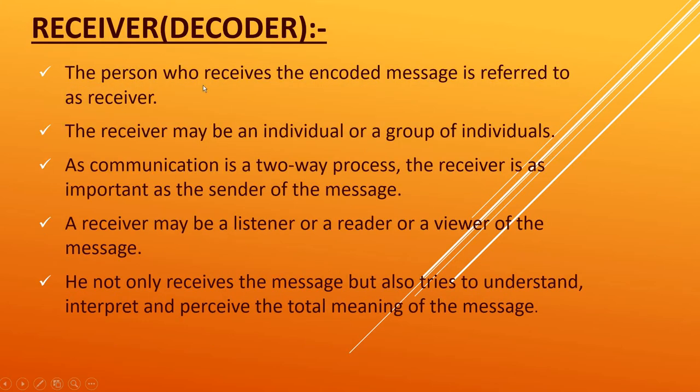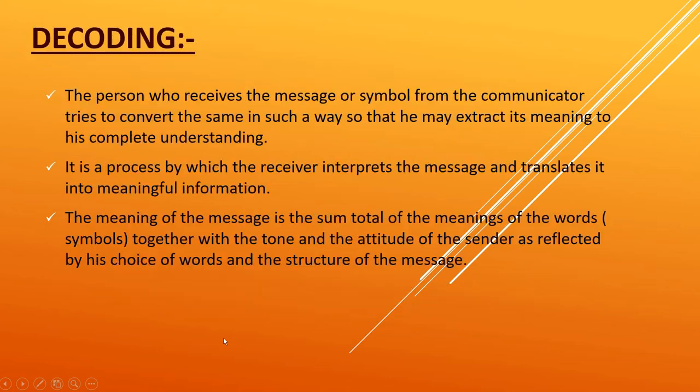Now is receiver. The person who receives the encoded message is referred to as receiver. The receiver may be an individual or a group of individuals. As communication is a two-way process, the receiver is as important as the sender of the message. A receiver may be a listener or a reader or a viewer of the message. He not only receives the message but also tries to understand, interpret and perceive the total meaning of the message.